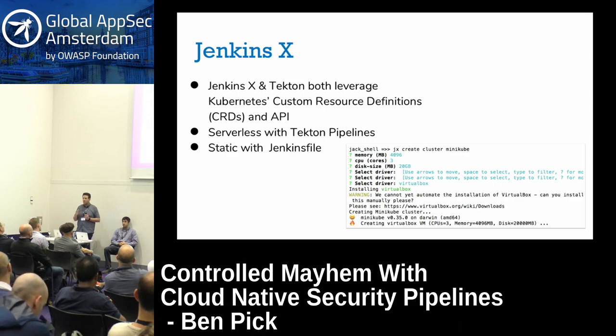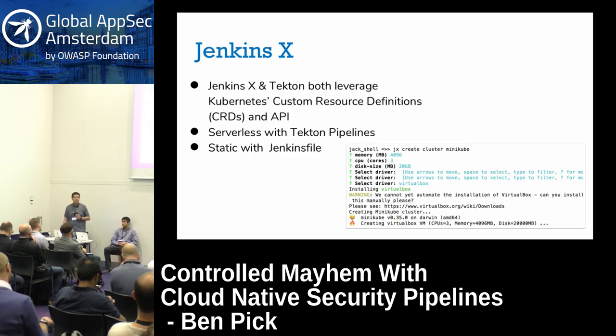So whereas Spinnaker introduces its own APIs, Jenkins X actually uses Kubernetes to do a lot of its API backend stuff. So building pipelines, running tasks and stuff like that, there's all Kubernetes CRDs to represent those things. And you can also do things with Jenkinsfiles as well. So there's essentially like the serverless mode, and then there's static mode as well where you can use Jenkinsfiles.